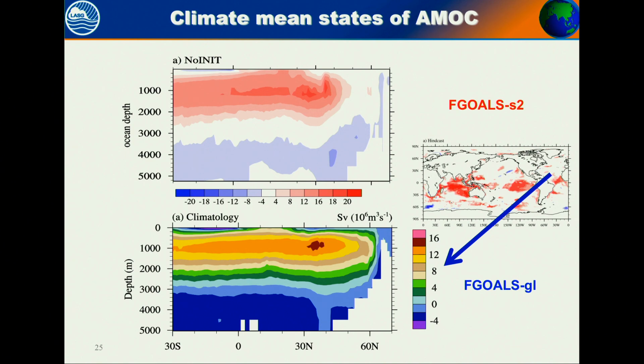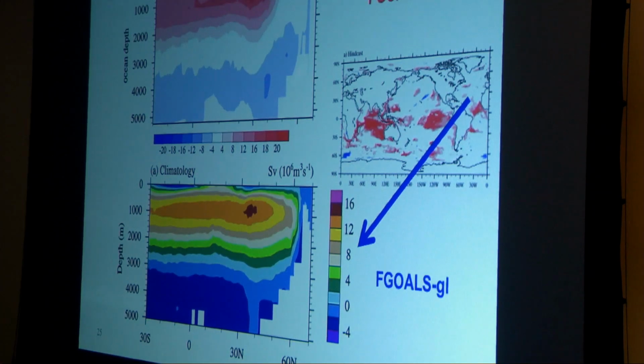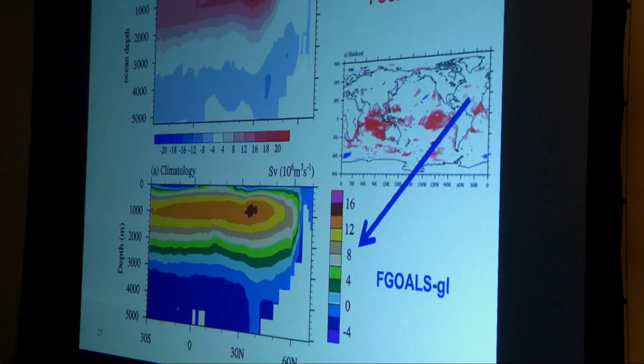But for the low skill of FGOALS-s2 in the tropical Eastern Pacific, we do not have a solid answer. We hypothesize that it may be due to the treatment of the aerosols. Maybe this morning, the idea posed by Jerry may be one answer for this. That means in FGOALS-s2, the response of the model to volcanic aerosol is wrong.